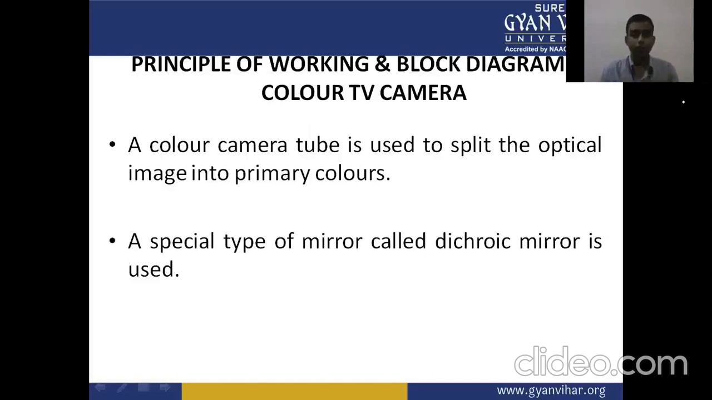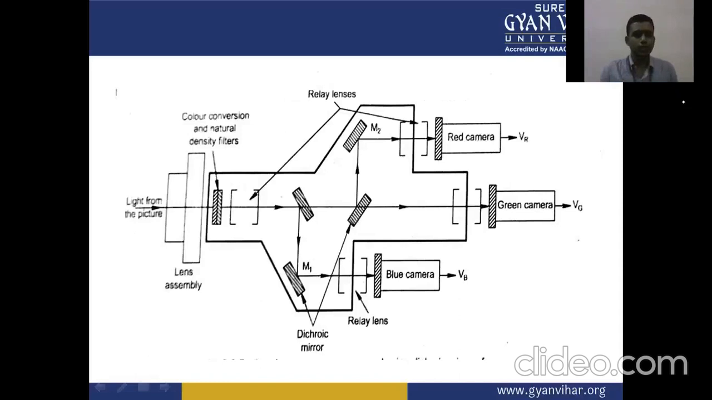A color camera tube is used to split the optical image into the primary colors. Any optical image is converted into the primary colors. A special type of mirror called a dichroic mirror is used to split the image into the colors. So there is a camera with dichroic mirrors, and the light from the picture and lens assembly passes through the color conversion and neutral density filters.